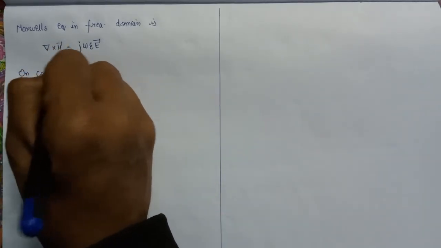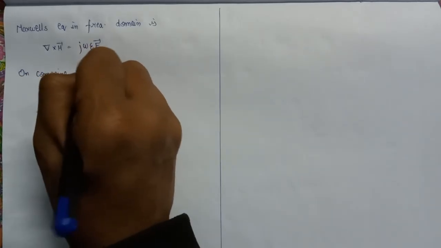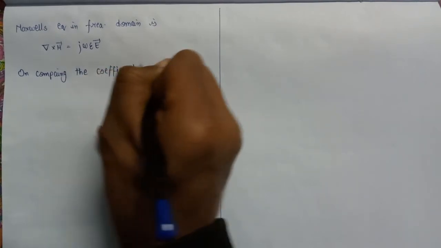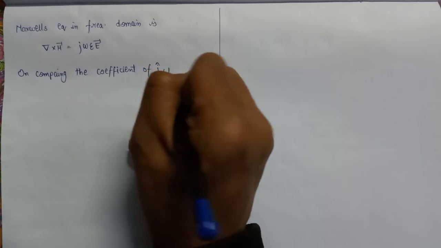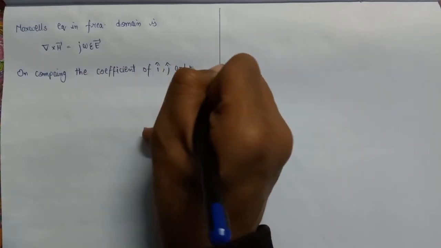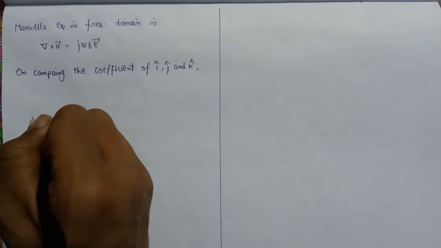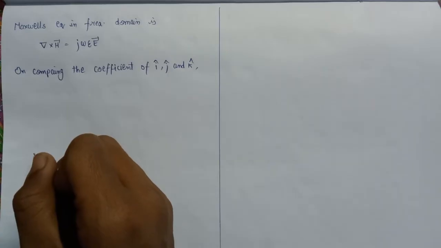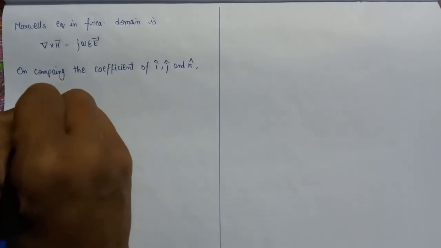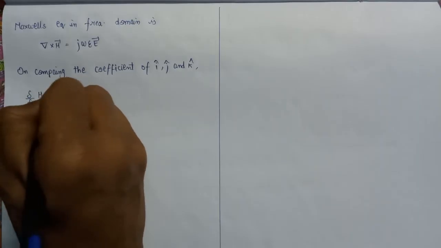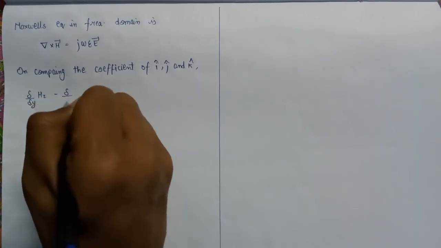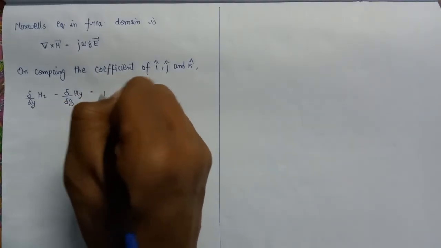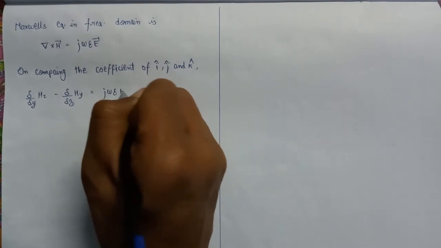on comparing the coefficients of i cap, j cap and k cap, we get the expression after solving, that is equal to del over del y into Hz minus del over del z into Hy, that is equal to j omega epsilon into Ex.